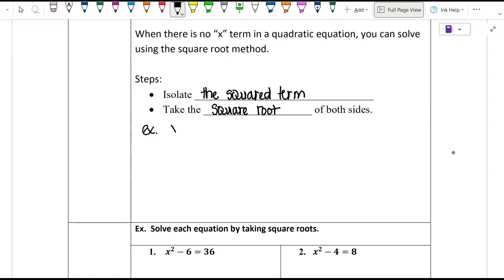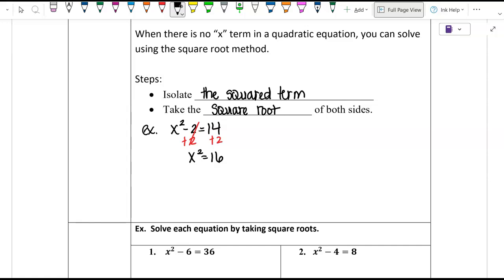If we have something like x squared minus 2 equals 14, there's an x squared term, but there's no x term. So my goal is to get that x squared term by itself. So I'm going to add 2 to both sides. So x squared equals 16.